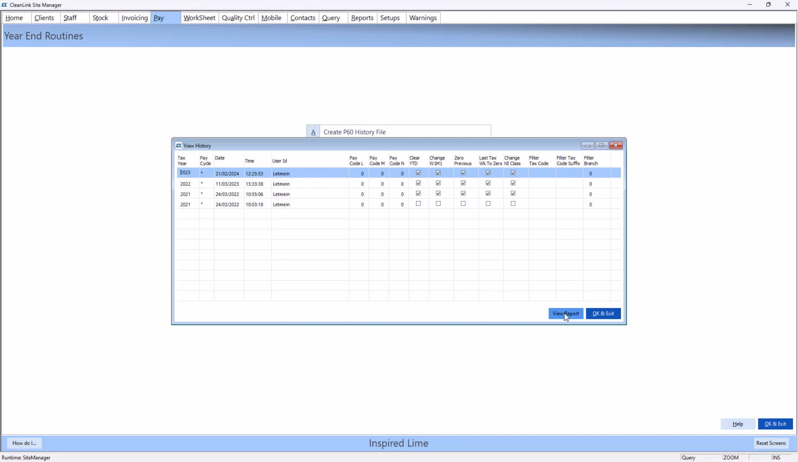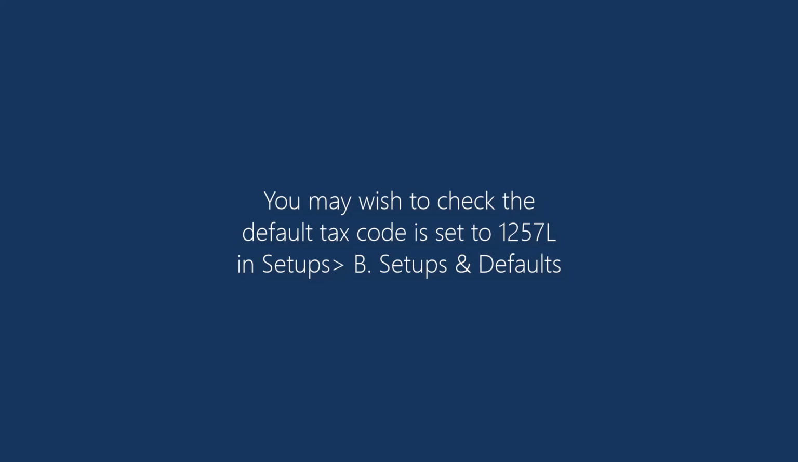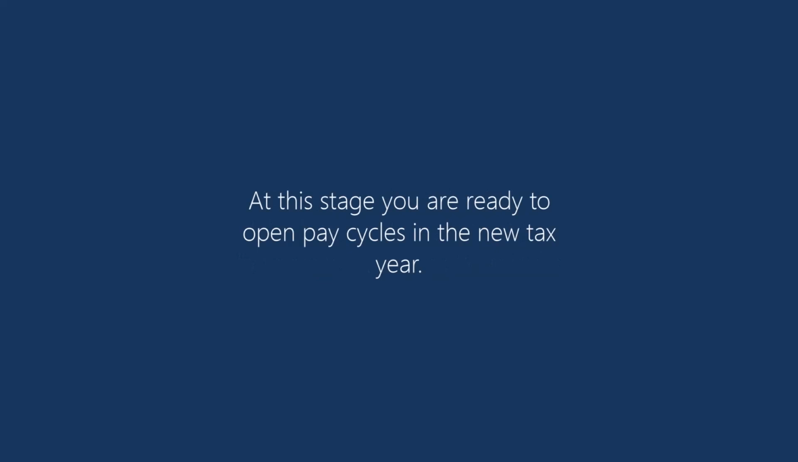As there are no tax code increases this year, you shouldn't need to update the default tax code, but you may wish to check it is set as 1257L in Setups and Defaults. At this stage you are ready to open pay cycles in the new tax year, but keep watching for instructions on P60 printing.